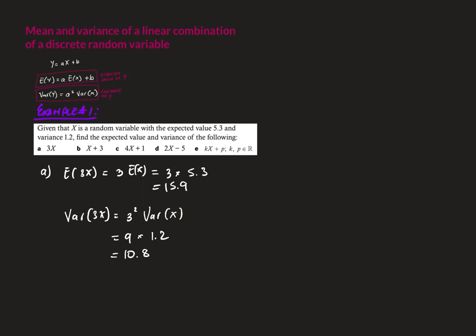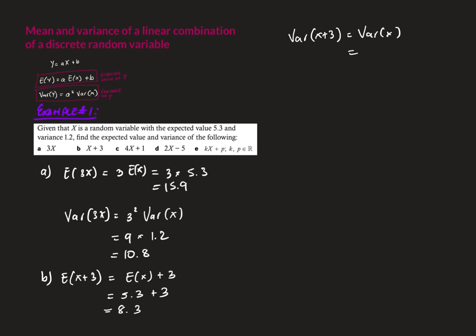In the case of b, the variable is x plus 3. In this case, the expected value of x plus 3 is the expected value of x plus 3. So that is 5.3 plus 3. That's 8.3. And the variance for x plus 3 is going to be the variance of x. So the variance of x plus 3 is 1.2.